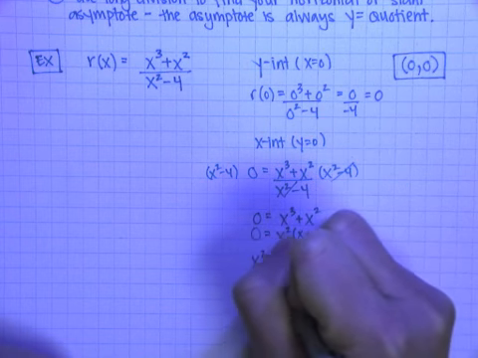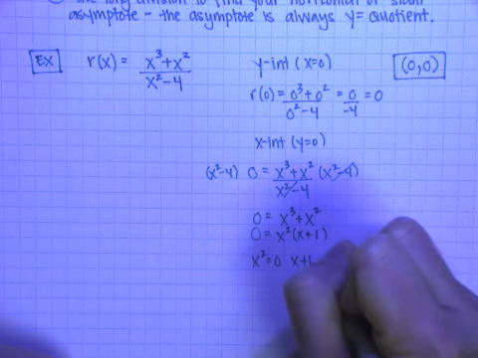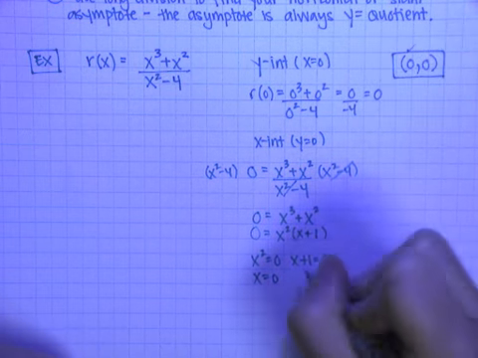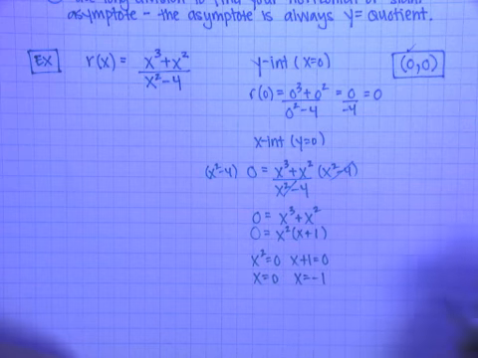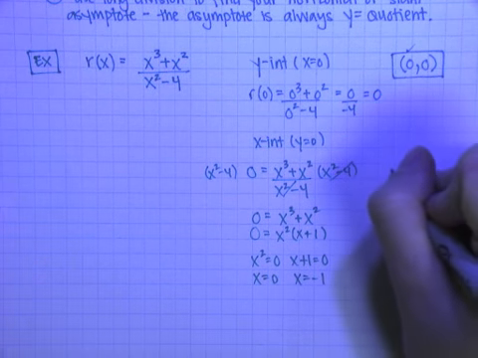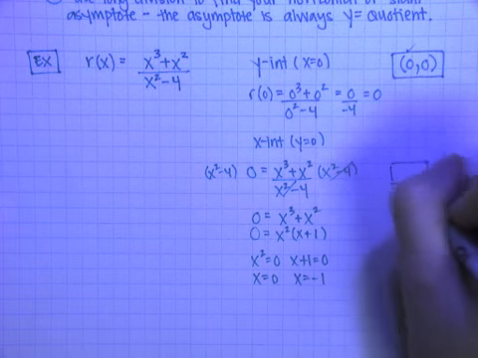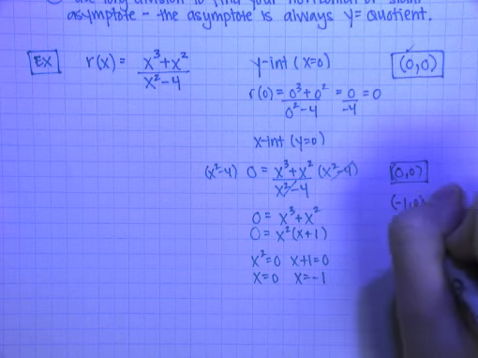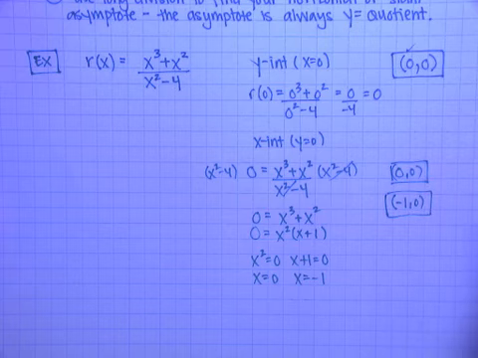This means that x squared equals 0, or x plus 1 equals 0, so x equals 0, which we already found up here, and x equals negative 1 is also another x-intercept. So my x-intercepts are 0, 0, and negative 1, 0.